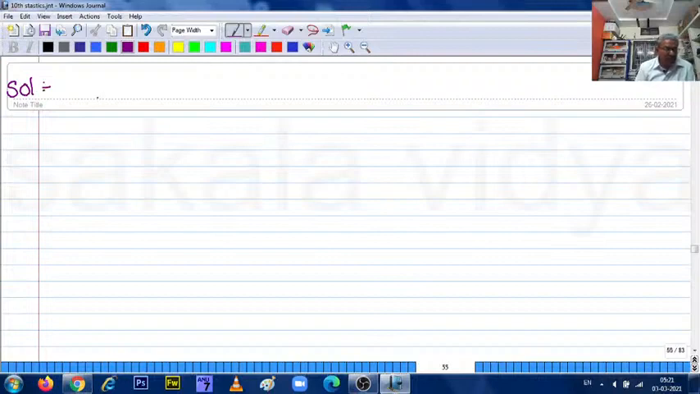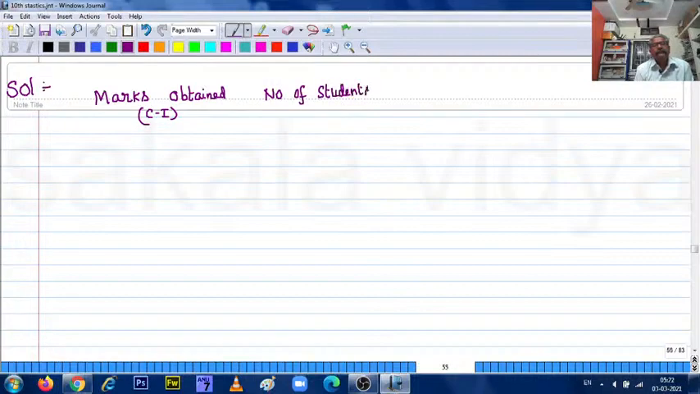So first write down marks obtained, this is the class interval, number of students, this is frequency, and cumulative frequency.